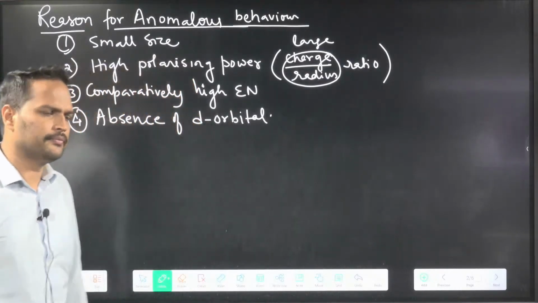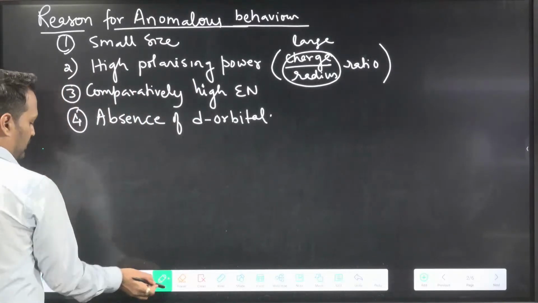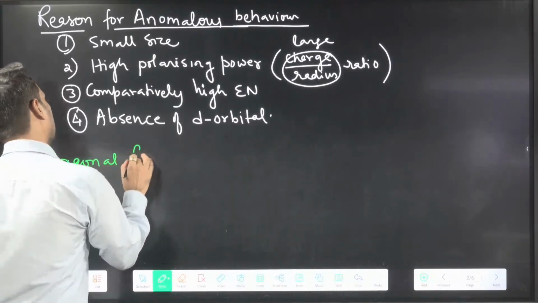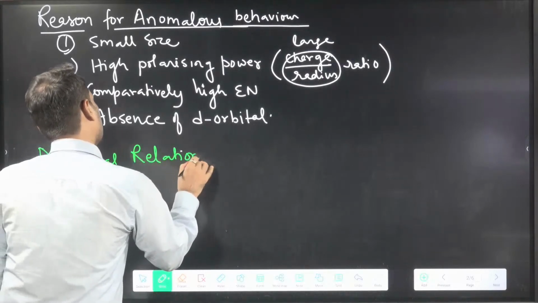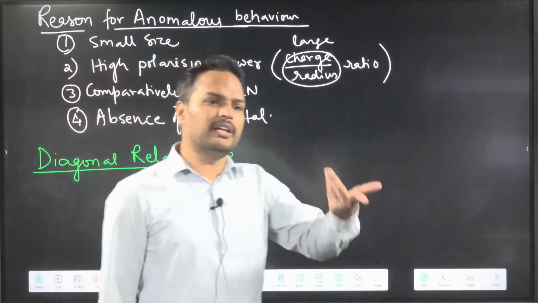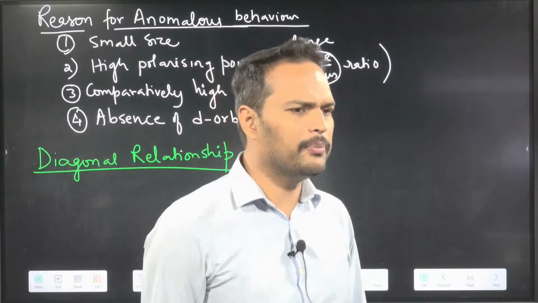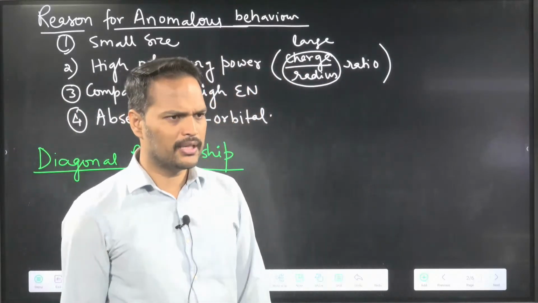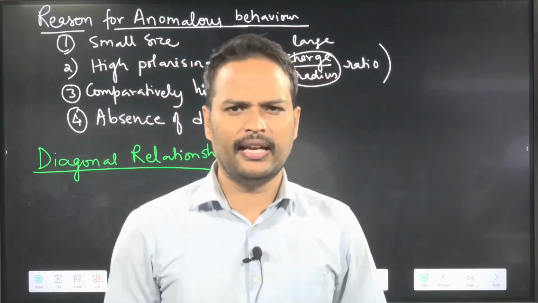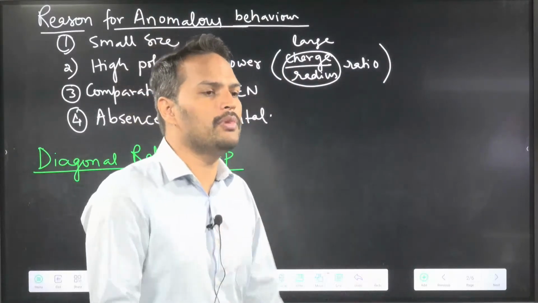Okay? So all these points we have already studied. Clear? Now come to the next thing, that is your diagonal relationship. Achha, now we have seen one thing. Diagonal relationship. What we have seen here, second period is different. Second period is different from rest of the elements in the group. Then who is it similar to?